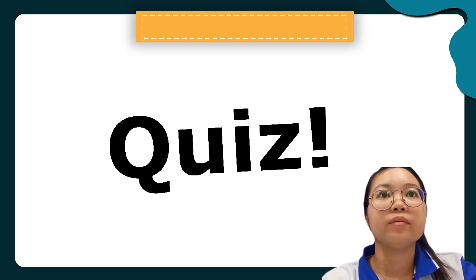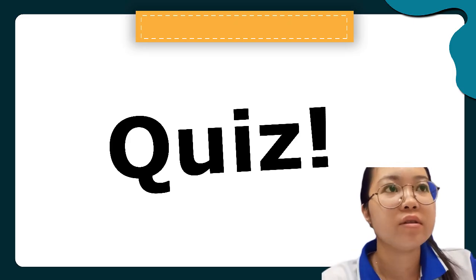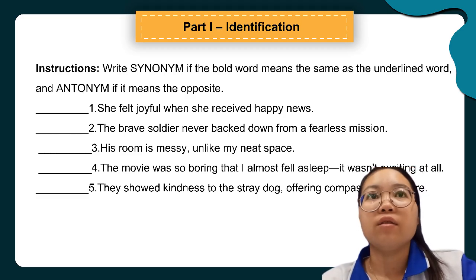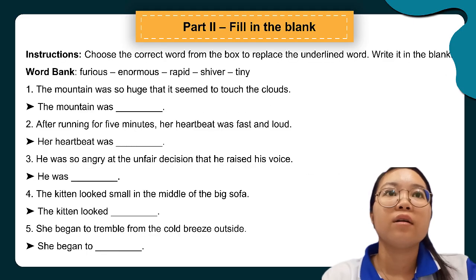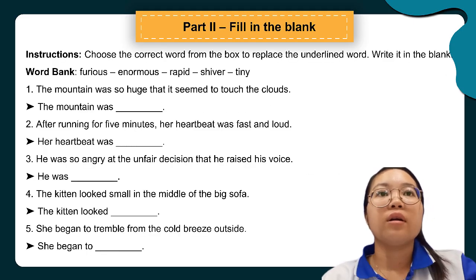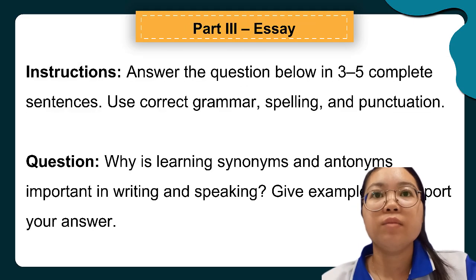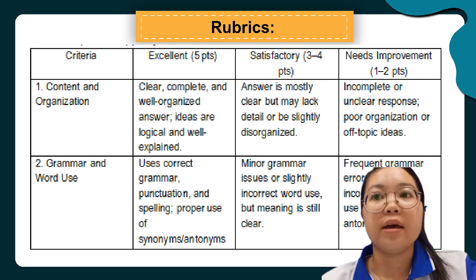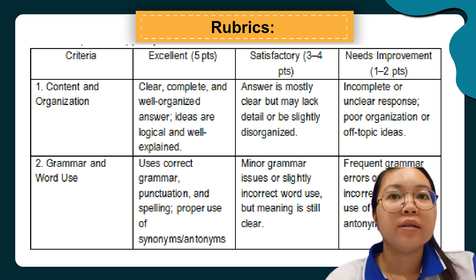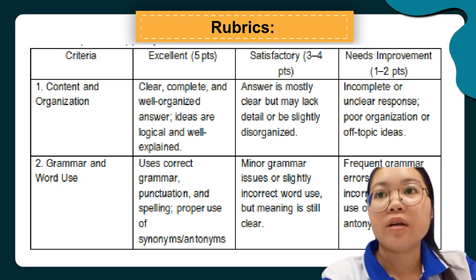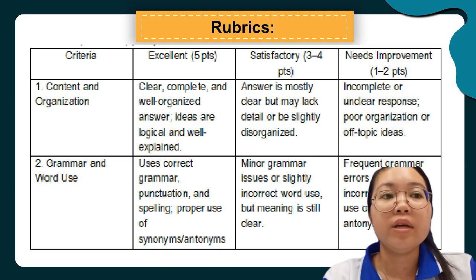For part 1, identification, the instruction is: write synonym if the bold word means the same as the underlined word, and antonym if it means the opposite. For part 2, fill in the blank. And part 3 is an essay. So class, please be guided by these rubrics for your essay. Okay, time is up, class. Pass all your papers, finished or not finished, and late papers will not be accepted.